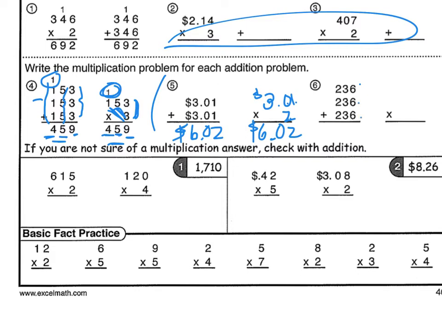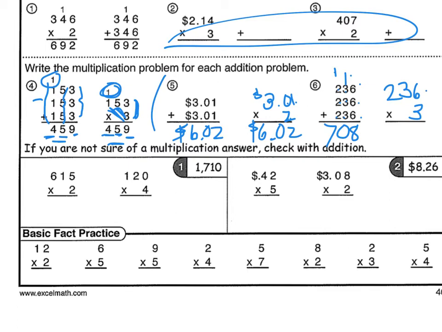6 plus 6 plus 6, you should have gotten 18. Regroup with the 1. That's 3, 6, 9, and 1 more makes 10. Regroup with the 1. 2, 4, 6 plus 1 is 7. 708, and you should have written 236 times 3. Hopefully your writing's a little neater than mine. I'm trying to write on a little tiny thing with my finger and on an iPad.